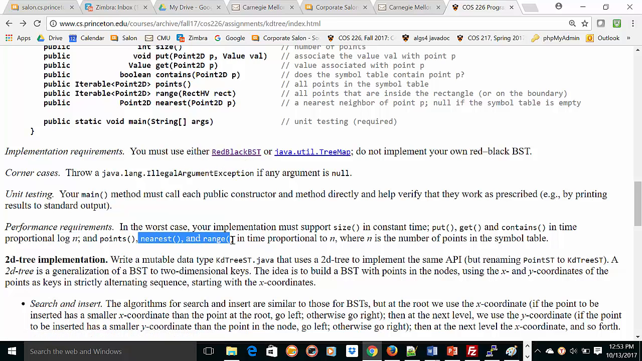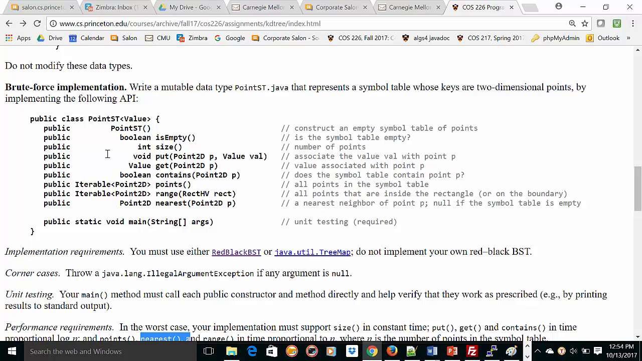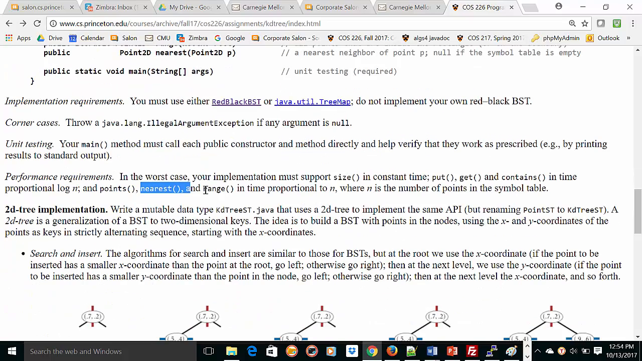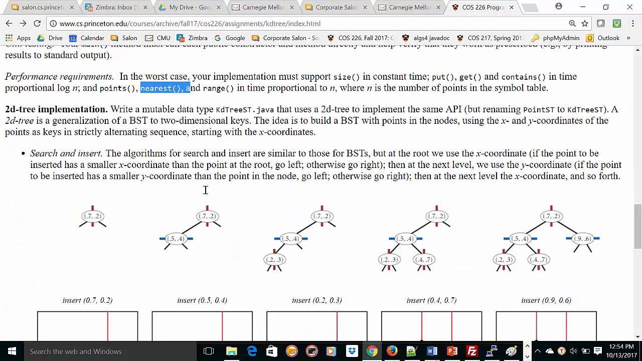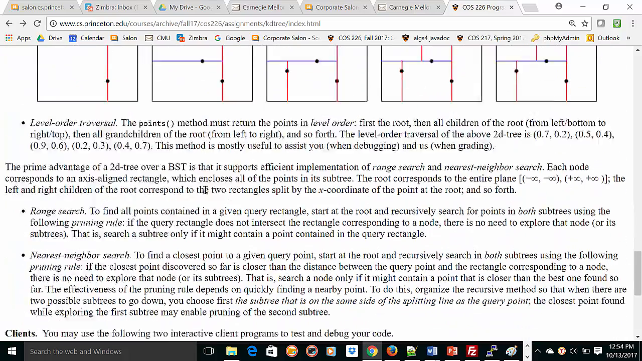And then you have to be able to do nearest and range in time proportional to n. In this case, what you have to do is go through the tree by in-order traversal and see if each point, and there are n of them, is inside the range of the given rectangle or closest to a given point. This part should be fairly straightforward, so write it, check it, and write some unit tests to know that it works. And then you must do the following.